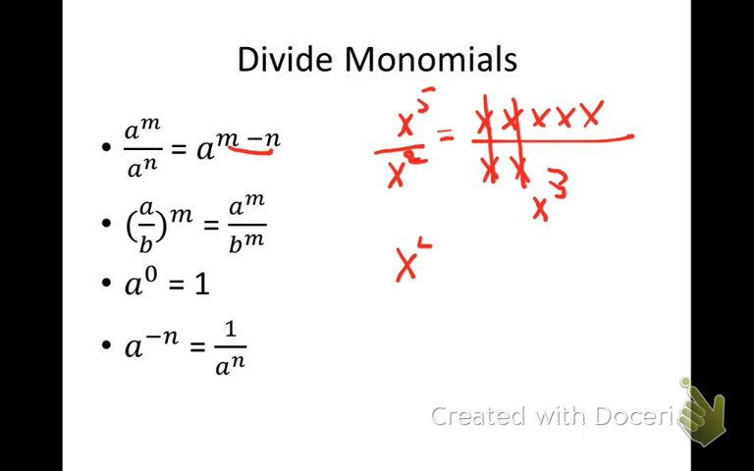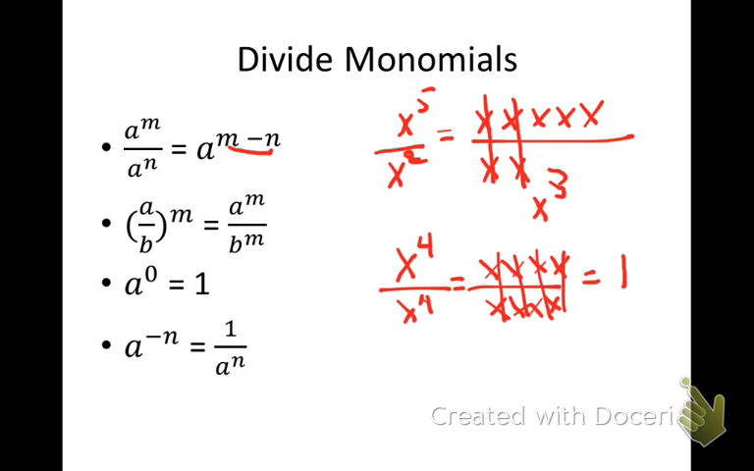Think about this for a minute. X to the fourth divided by x to the fourth. Well, again, if we write it out, it's 4 of these and 4 of these. And cancel, cancel, cancel, cancel. So what are you left with? 1. What is 4 minus 4? 0. So that's kind of where this rule comes from right here. Anything to the 0 power is equal to 1.